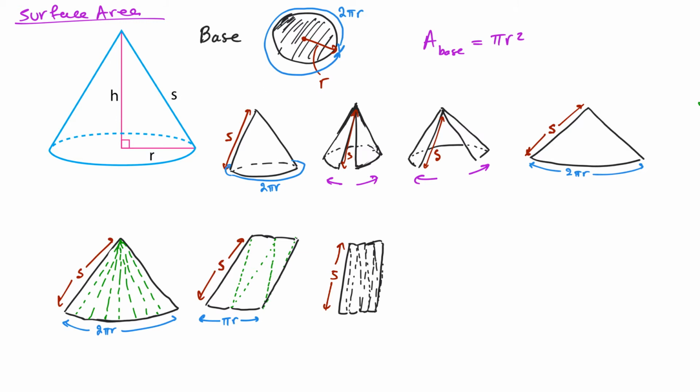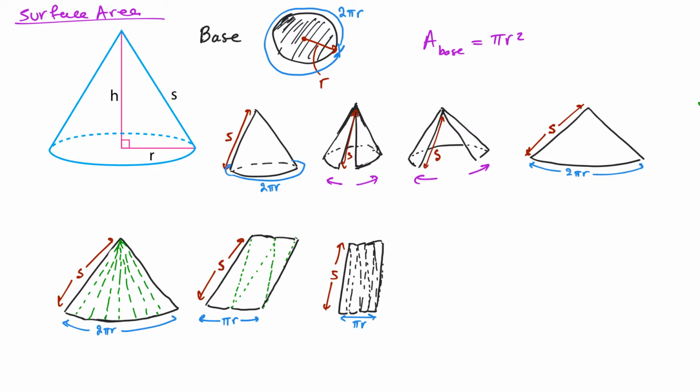Has slant height, or this side of S, and this side will still be pi r. And now I'm not drawing each one to scale, so things will look slightly different, but you can see that this length over here is pi r, and this length over here is S. And if I were to take the area of this shape over here, which is actually approaching a shape of a rectangle, I would have to multiply length times width, or let's say this is the length and this is the width.